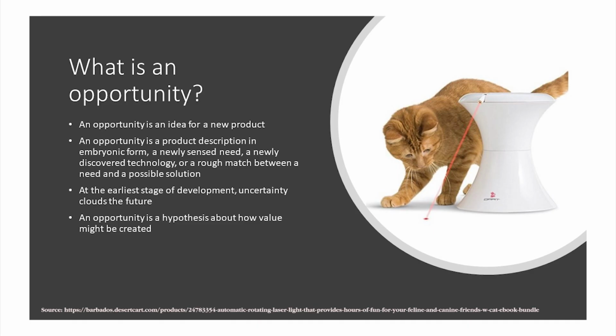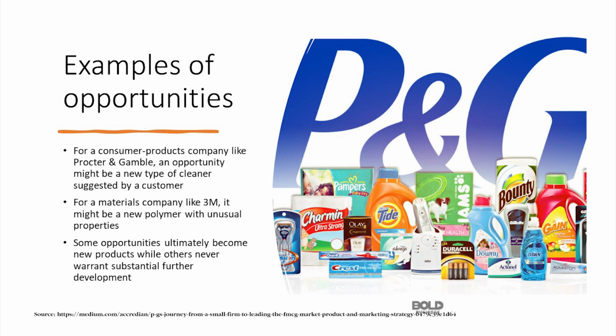Examples of opportunities are plenty. For a consumer products company like Procter and Gamble, an opportunity might be a new type of cleaner that is suggested by a customer. That is what P&G do. If a customer says, I want a cleaning product that does this and that, maybe if there is a splash of paint, I want it to be gone in just one round of cleaning, that is what the customer suggests. So Procter and Gamble can go and research that problem definition and then explore it further.